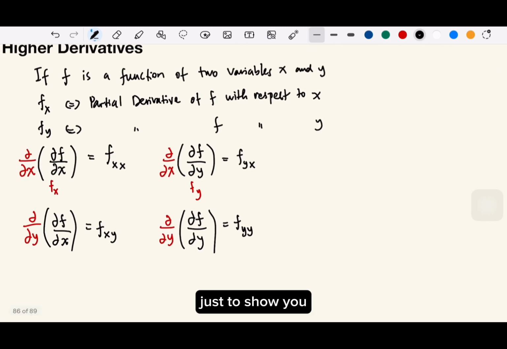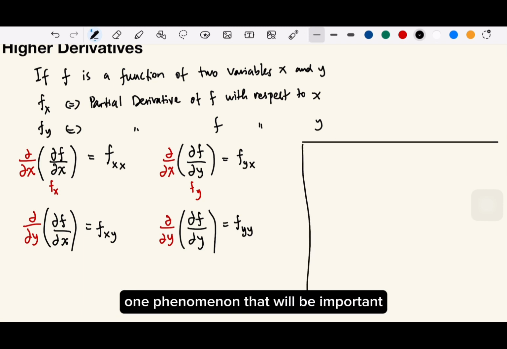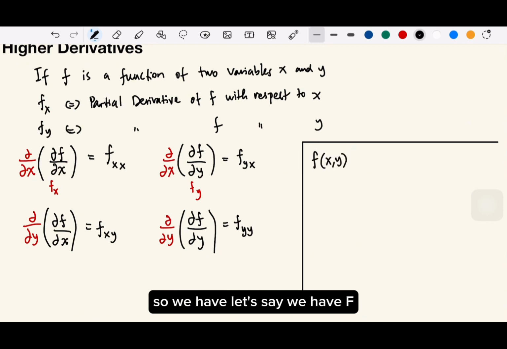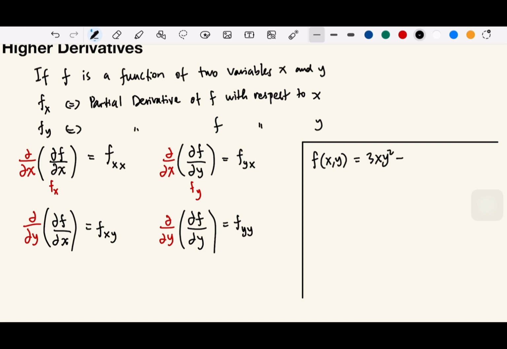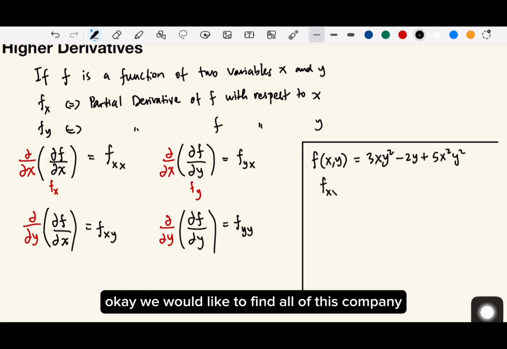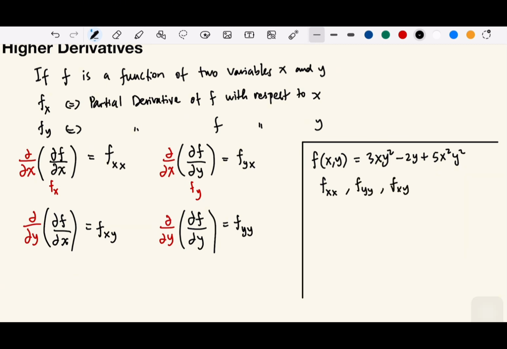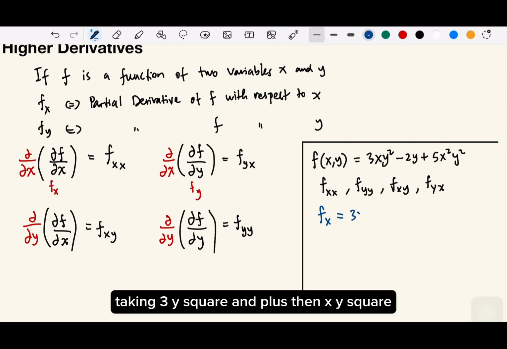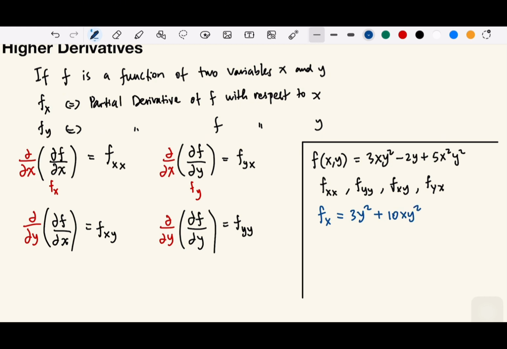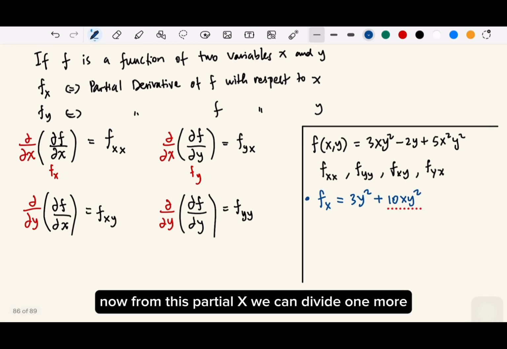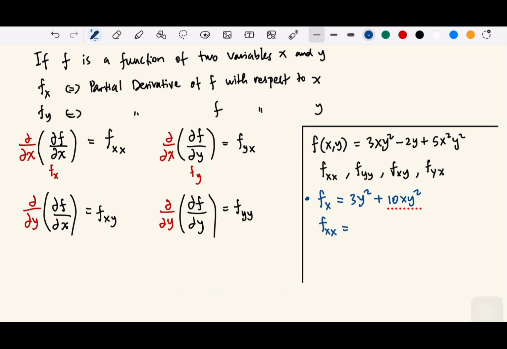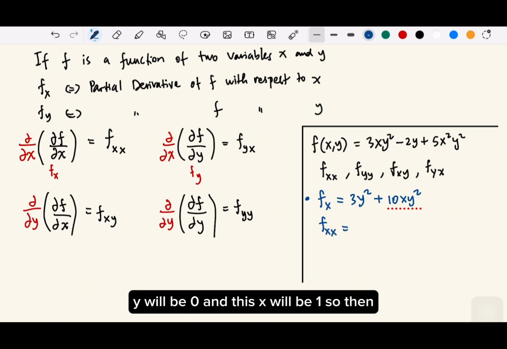Okay, suppose we have an example here, just to show you one phenomenon that will be important. Let's say we have f. We would like to find all of these components. First we take partial x, giving 3y squared plus 10x y squared, right? Now from this partial x we can derive one more with x. Y will be 0 and this x will be 1, so 10 y squared.